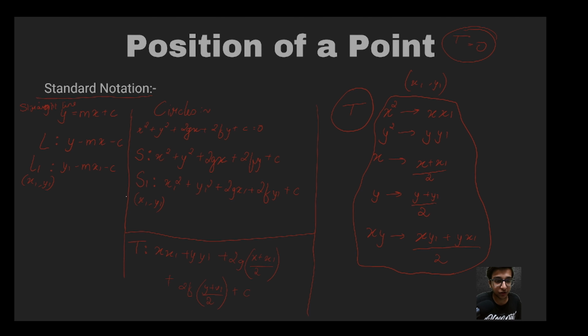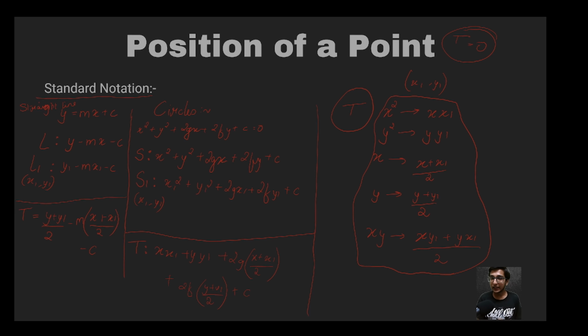Now if I was to represent the T of a straight line, y would transform into y plus y1 by 2, minus m times x plus x1 by 2, minus c. So again, you have to remember how the conversion in a T equation basically works.